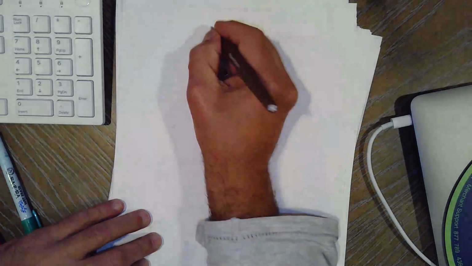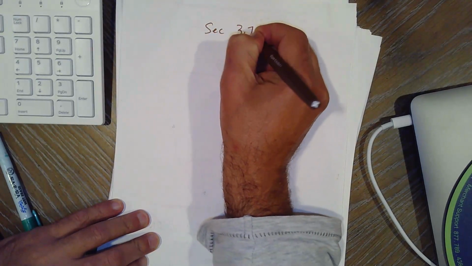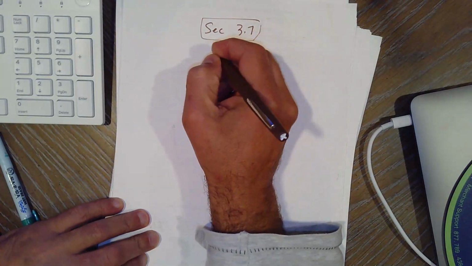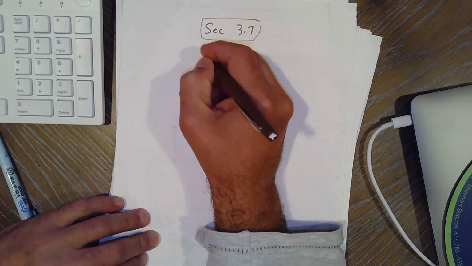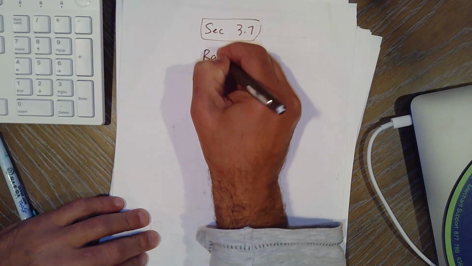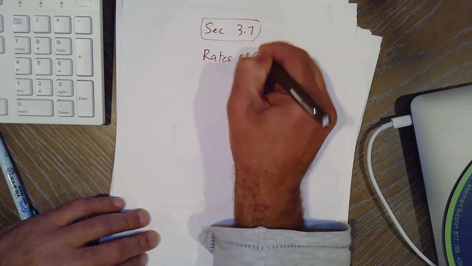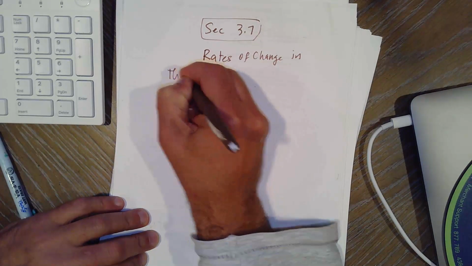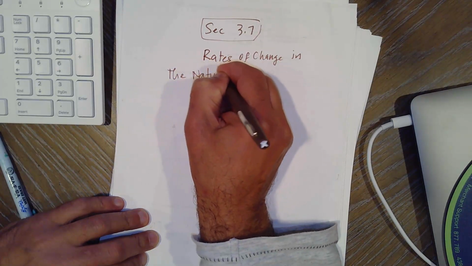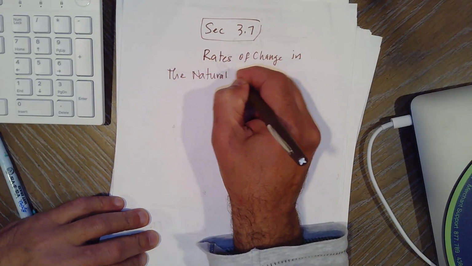Okay, so now to section 3.7, which is about rates of change in the natural and social sciences.